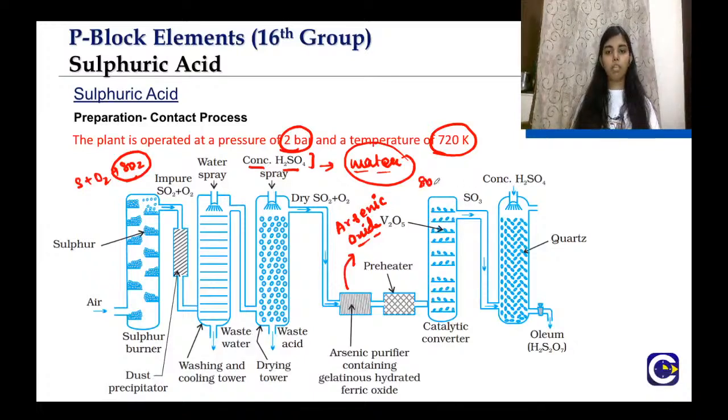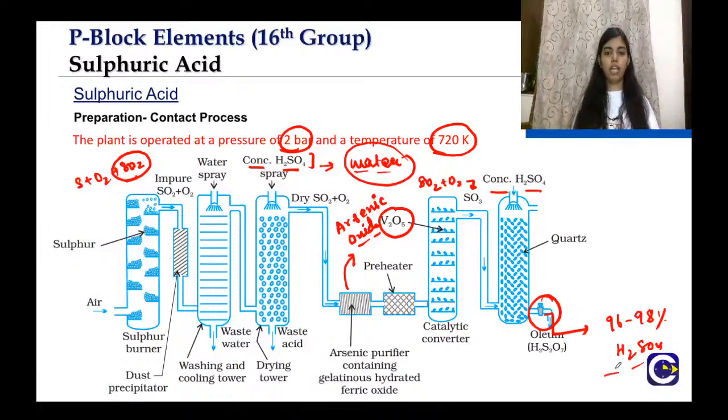Now the SO2 plus O2 will lead to the formation of SO3 in the presence of the catalyst, that is V2O5. Now this particular mixture, that is SO3, will be treated with conc H2SO4 to give Oleum, and this Oleum is basically diluted to give the 96 to 98% concentrated H2SO4. So this is how basically the plant works in which the H2SO4 is manufactured of the desired concentration. Okay.